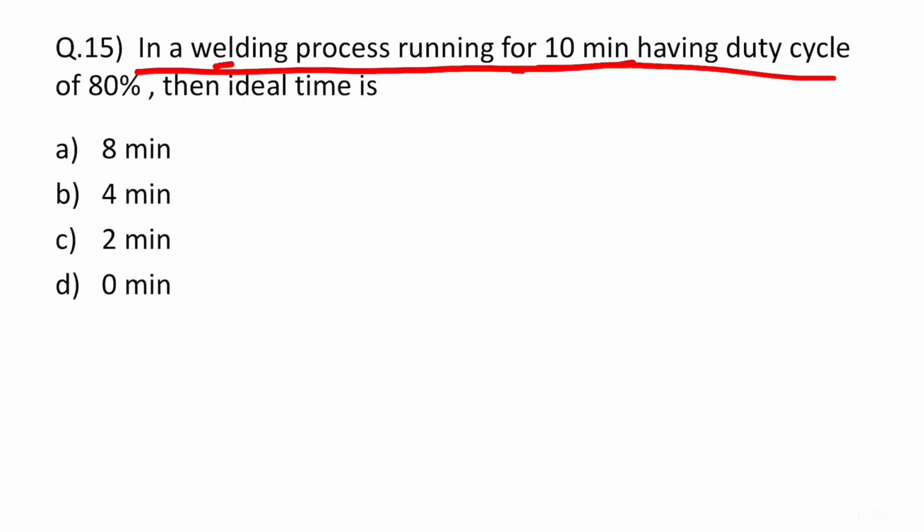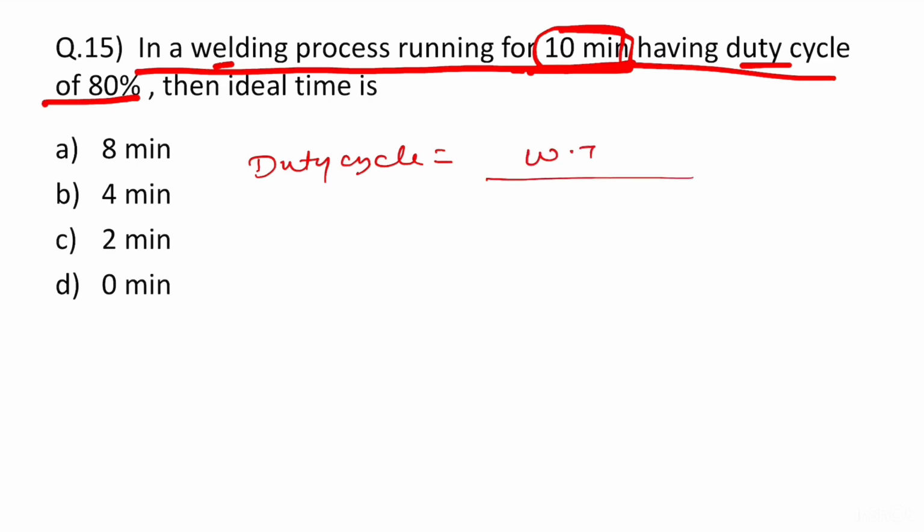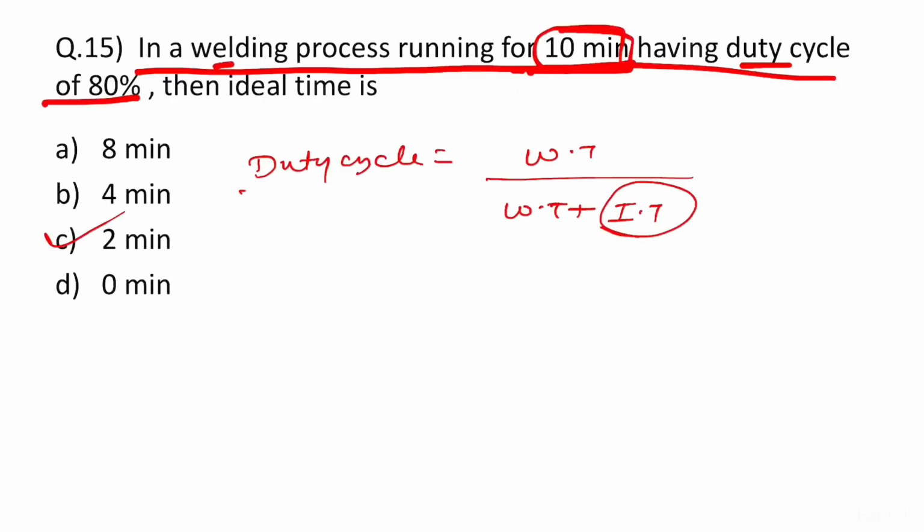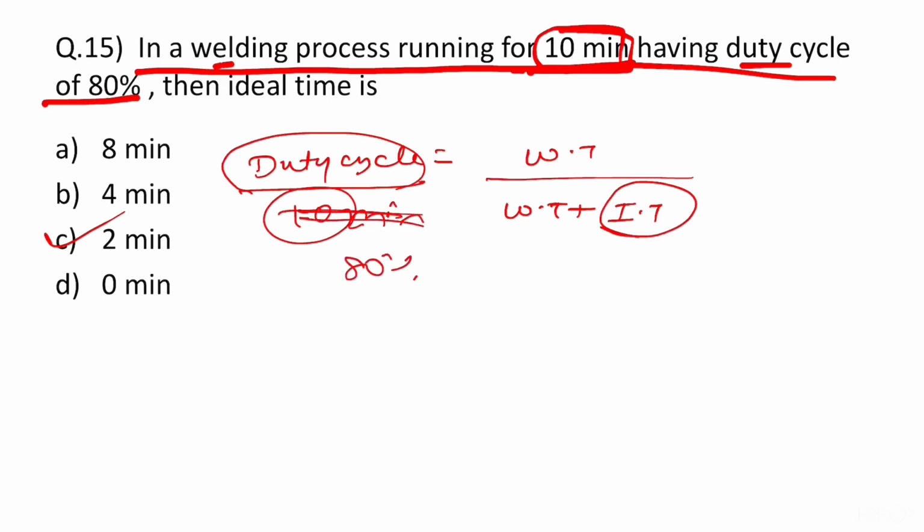15th, in a welding process running for 10 minutes, this is the total running time, having duty cycle of 80%. So first you know what is duty cycle. So duty cycle equals welding time upon welding time plus idle time. Okay, so you should find idle time, please find it, and the answer will be C. Here duty cycle is 80%, and total time is 10 minutes, right?